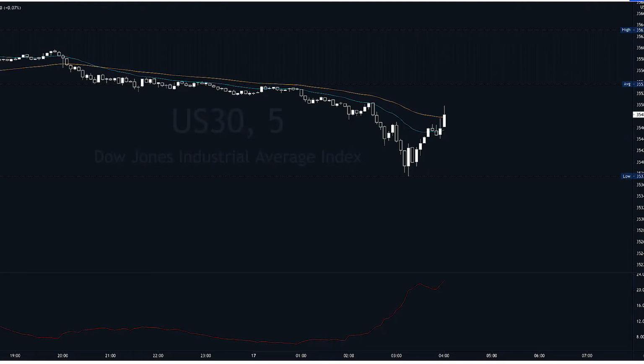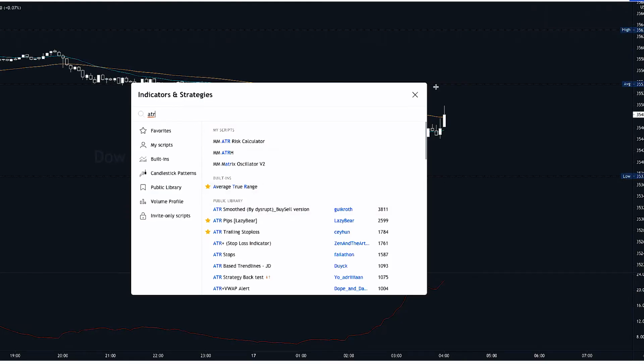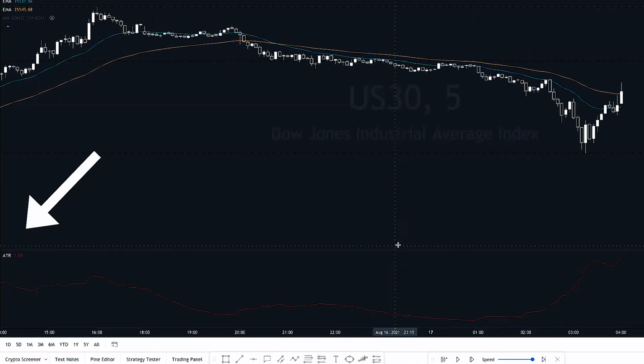First of all, let's hide Discord. Go to your indicators tab and type in ATR, and there it is, average true range. You click on that and you're gonna get this oscillator at the bottom of your screen. What is the ATR? The ATR is a volatility oscillator that measures the volatility of a set number of candles.